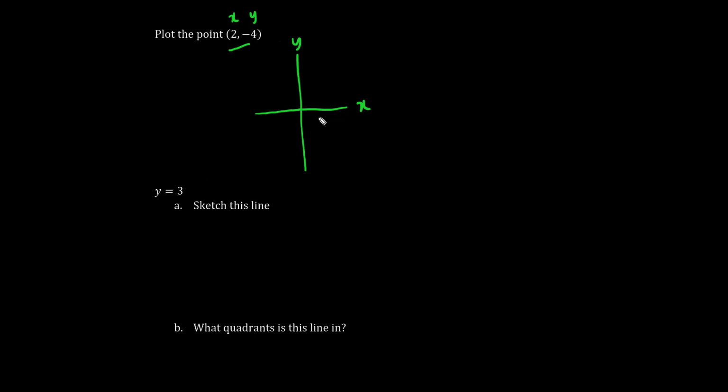An x value of positive 2 goes toward the right rather than the left. So we go 1, 2 to the right, and a y value of negative goes down instead of up. So we have 1, 2, 3, 4. So we have the point (2, -4). So this here is the point.